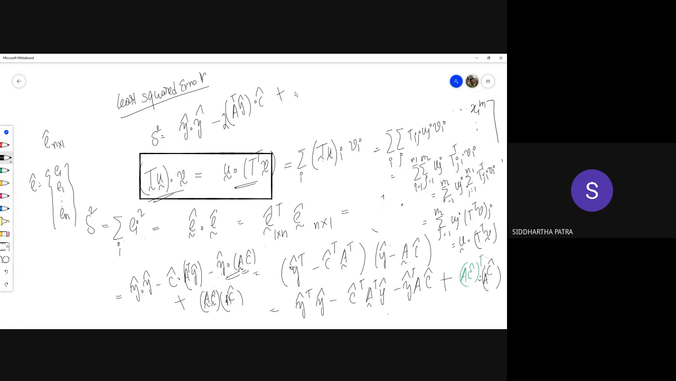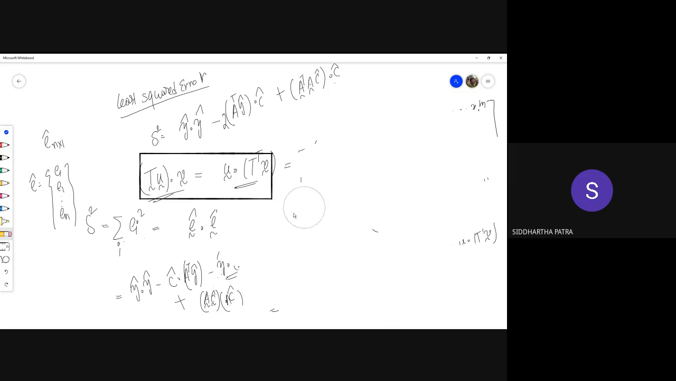It could be written as A transpose, because AC is another vector, AC dot C. And this delta squared is what you are trying to minimize with respect to the Ci's.